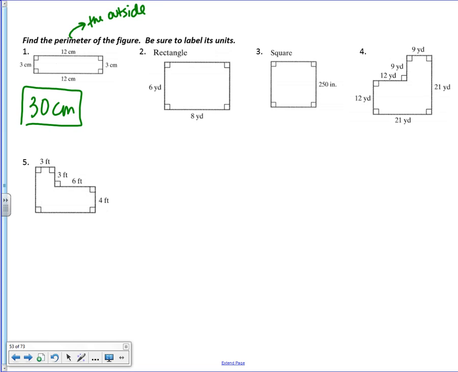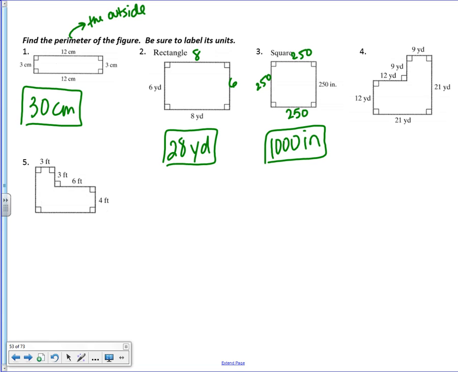Number 1, that rectangle has a perimeter of 30 centimeters. Number 2, they tell you it's a rectangle, meaning the opposite sides have to be congruent. So over here we definitely have 6, and up here we have 8, which makes that a perimeter of 28. Notice I'm labeling my units here. Number 3 is a square, they tell you, so that means you can fill in the rest of these sides. And you get a perimeter of 1,000 inches.